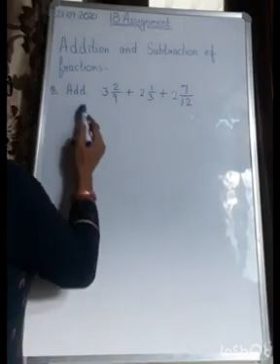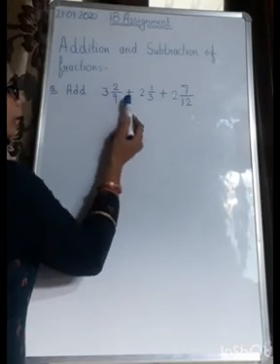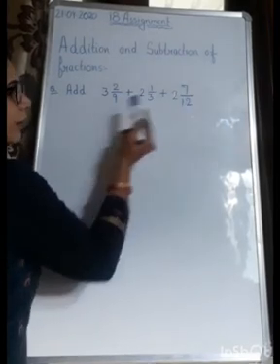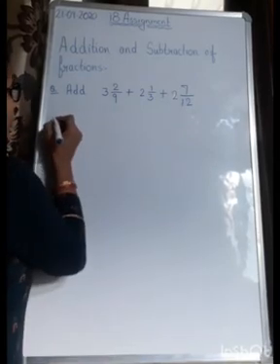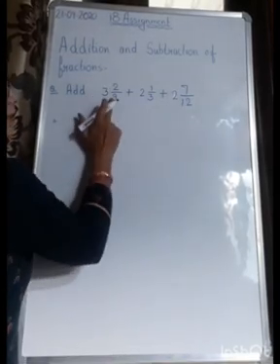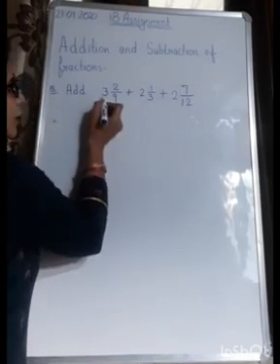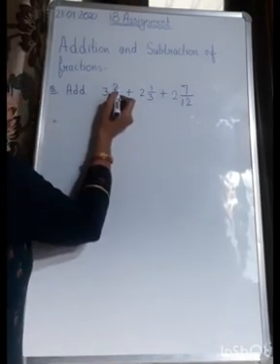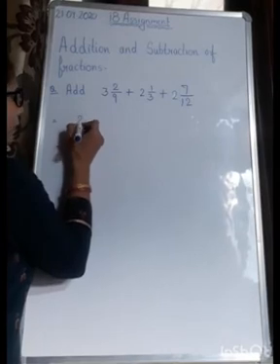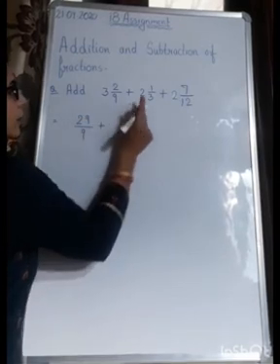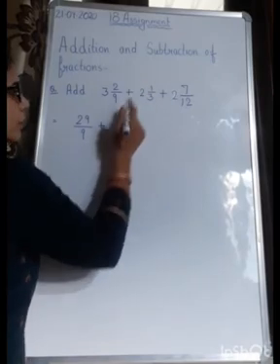The next question is add 3 whole 2 by 9 plus 2 whole 1 by 3 plus 2 whole 7 by 12. Same as we have done the first one, first we have to convert these mixed fractions into improper fractions. So 9 3s are 27. 27 plus 2, 29. So we will write 29 by 9, plus 3 2s are 6, plus 1, 7.